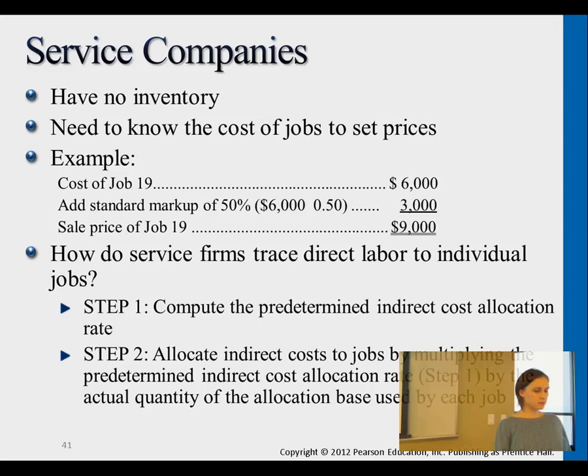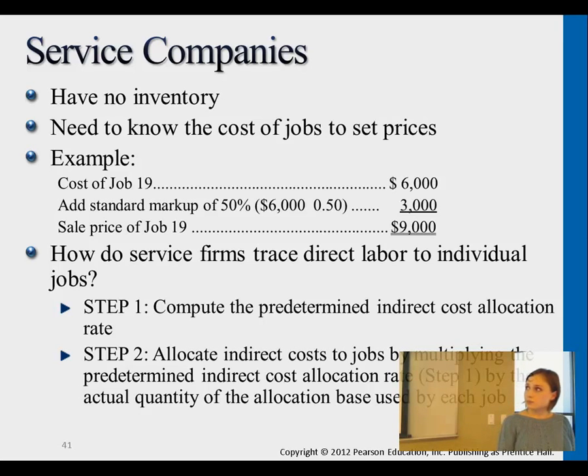So let's say it's a law company, and we want to consider each client as a separate job. Not only do we need to know the cost of jobs to set the prices, we also want to track and have an accounting for each job. Most significant cost, if I'm a law company, is going to be my labor, which is attorney time spent on each customer. So how do we trace that labor to individual jobs?